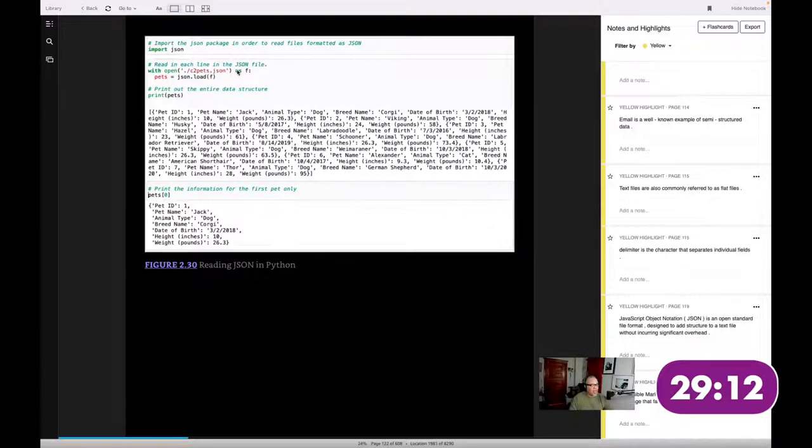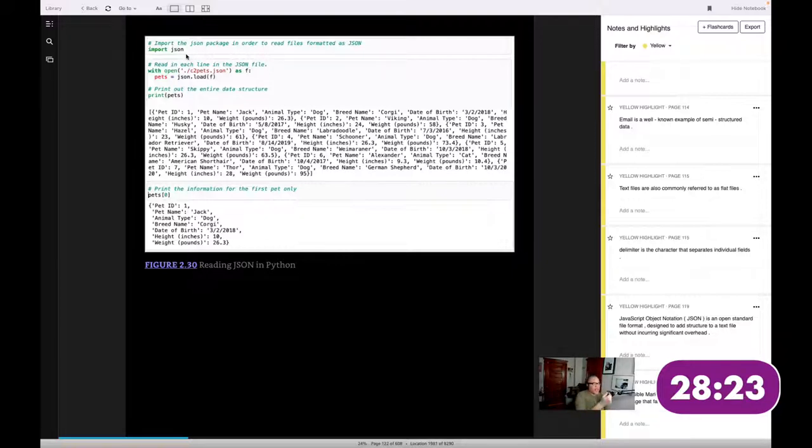So, read in each line in the JSON file. The computer would read import JSON. Somewhere on that person's computer, there is a file named JSON. Within that, there's a portion called c2pets.json. So he's telling the system, I'm sorry, let me start over. Go into the JSON folder. Inside of that folder, there is a file, and that file is called c2pets.json. Pull up that file. It's on the F drive. So his computer knows exactly where to go find it, and goes and finds the file.